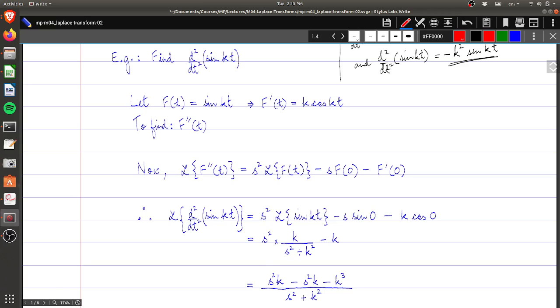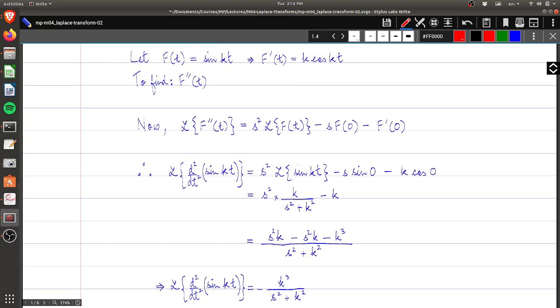This step I have just substituted, over here, the function and its derivative at t equal to 0. I have just substituted over here, and that's how I got this. Now we know that sine 0 is 0, so this is going to vanish.